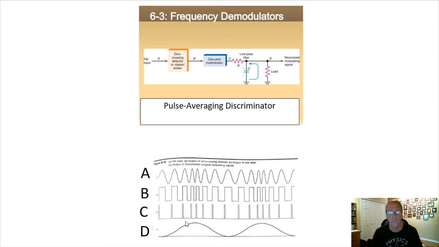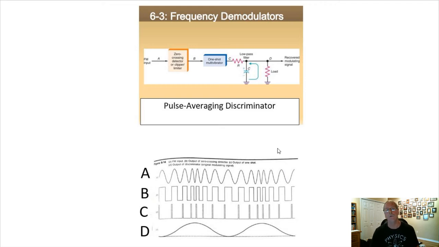You see that right here? More pulses closer together gives you a higher output voltage. Same over here. And that results in your demodulated baseband signal. So here's the input FM: high frequency corresponds to a high voltage, low frequency corresponds to a low voltage. So we're actually doing FM demodulation.